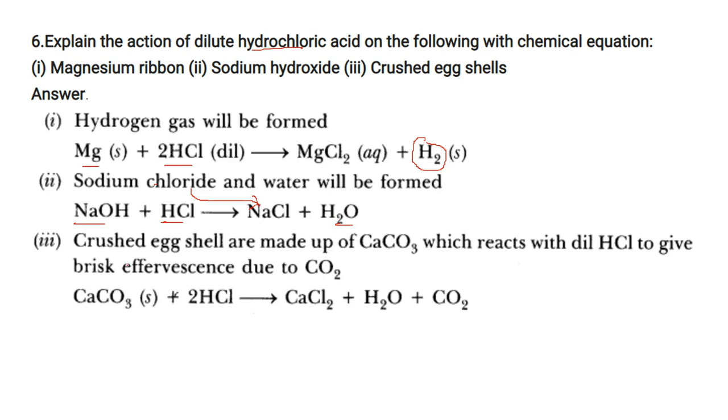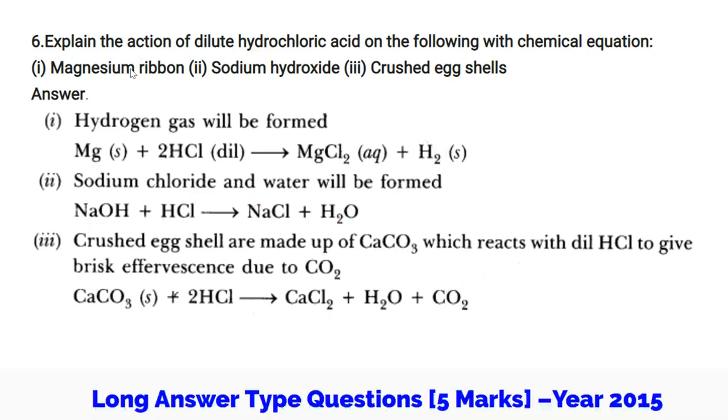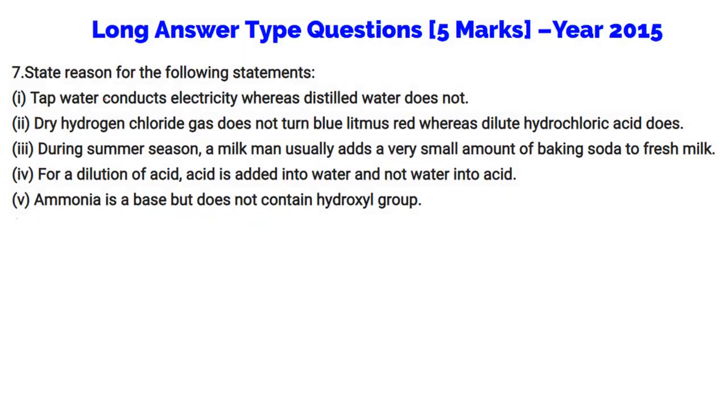Crushed egg shell, because basically it's calcium carbonate, so this is made up of carbonate. When it reacts with dilute HCl, because of CO2 it gives brisk effervescence, and CaCl2, calcium chloride, is formed.